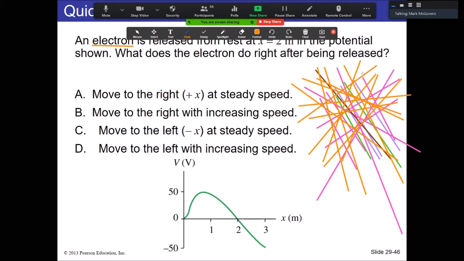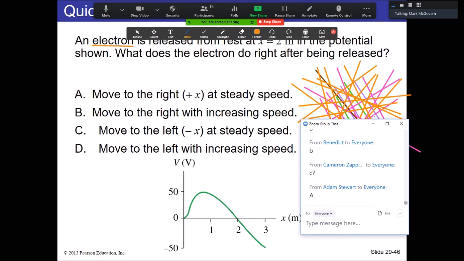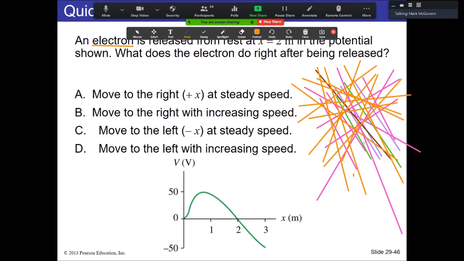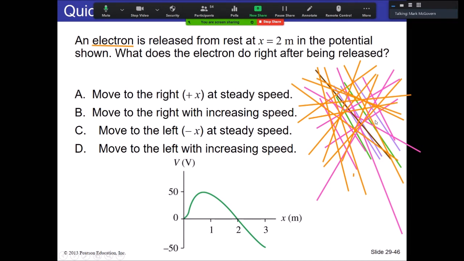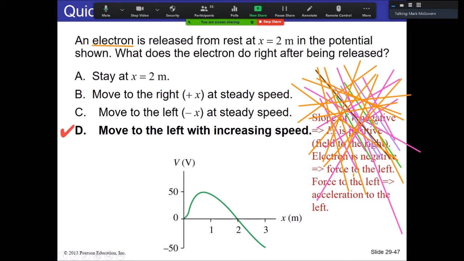A lot of you got things wrong because you didn't notice it was an electron. So anyway, the answer here is, okay, so what do electrons do? They go to higher potential.